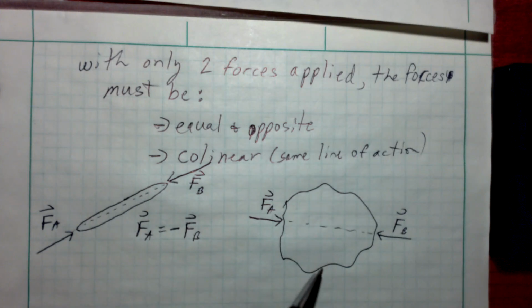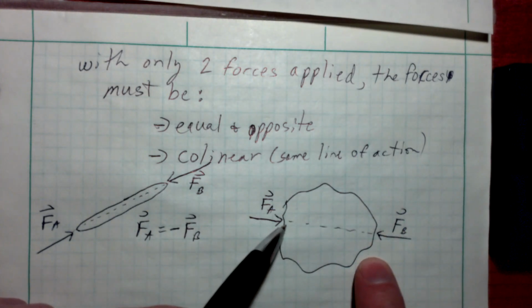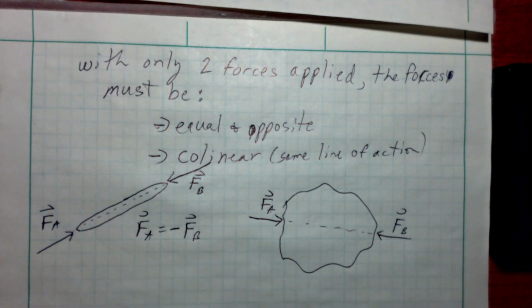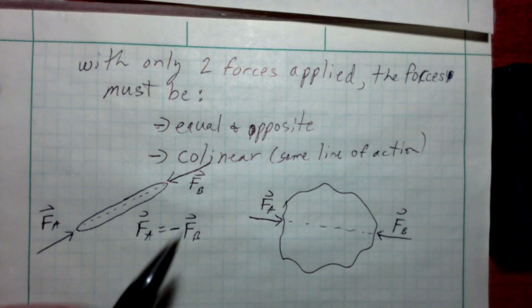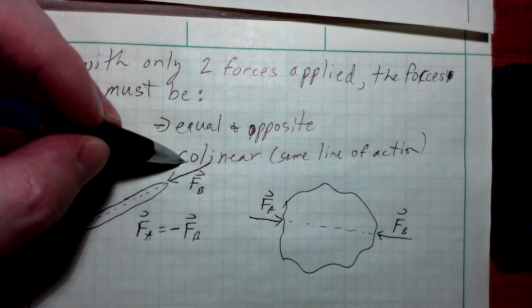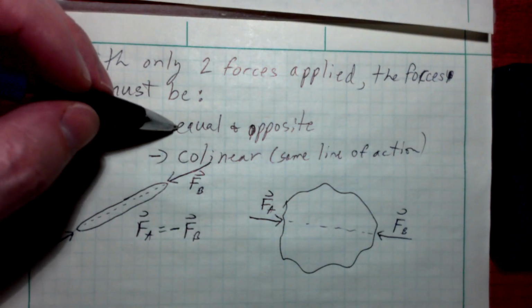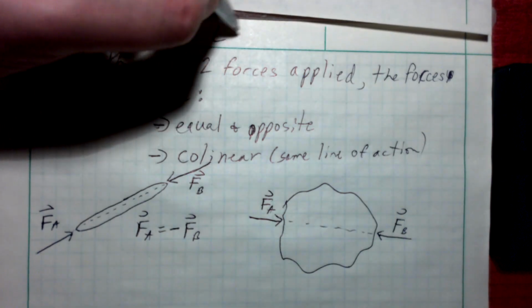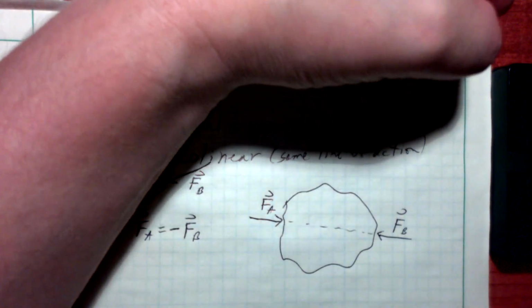If they're not collinear, if one is off down here a little ways, notice now you've got a couple moments being applied to this thing, and this thing can rotate. So the moment is not zero. The only way for the sum of moments to be zero is for these to be collinear. The only way for the sum of forces to be zero is for these to be equal and opposite. And so that's what we're looking at here. This is L9, page 2 of something.